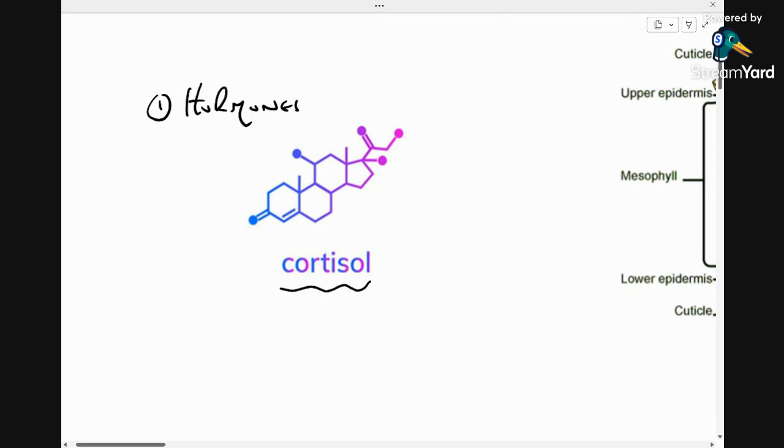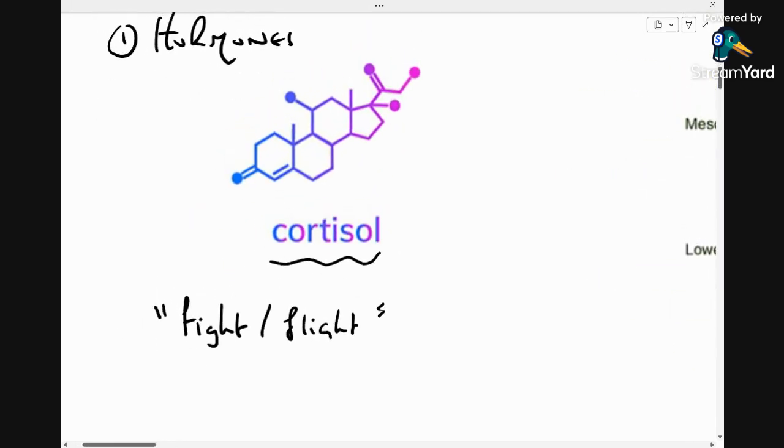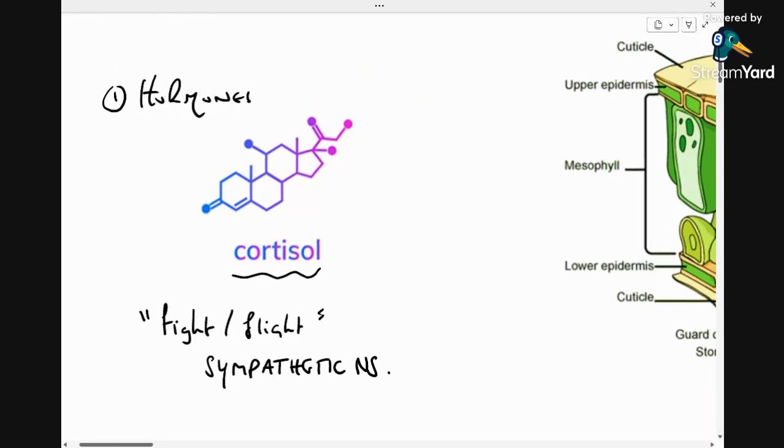And hopefully you can see here that cortisol is very hydrocarbon rich, lots of carbons, lots of hydrogens. And this is one of the major stress hormones in the body involved in the fight or flight response. As you will come across, perhaps in the upper sixth, this is part of the sympathetic nervous system, which regulates the fight or flight response.